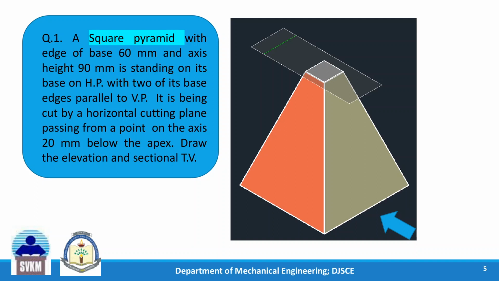What are we supposed to draw? We are supposed to draw the front view, that is whatever is remaining here, and the sectional top view. Looking from the top after taking the section, whatever is visible is what is required to be drawn, and that will come in the sectional top view. Okay, let us see the solution of this in AutoCAD.